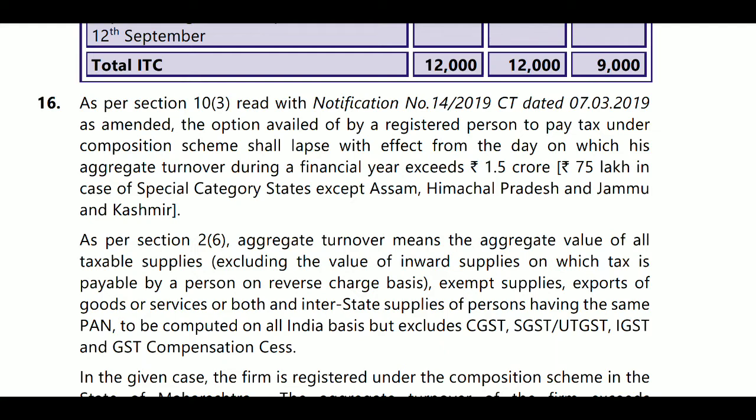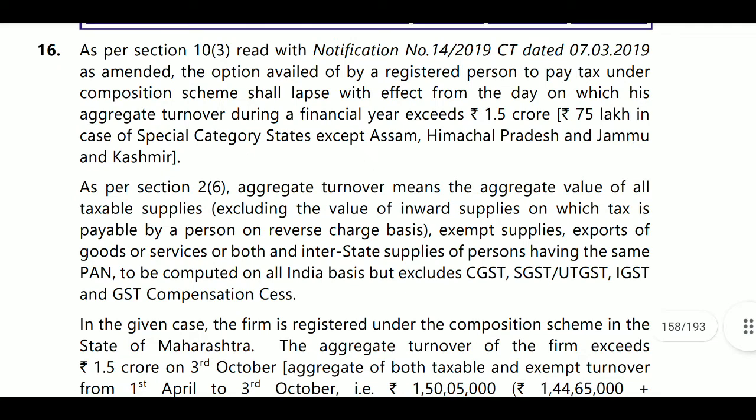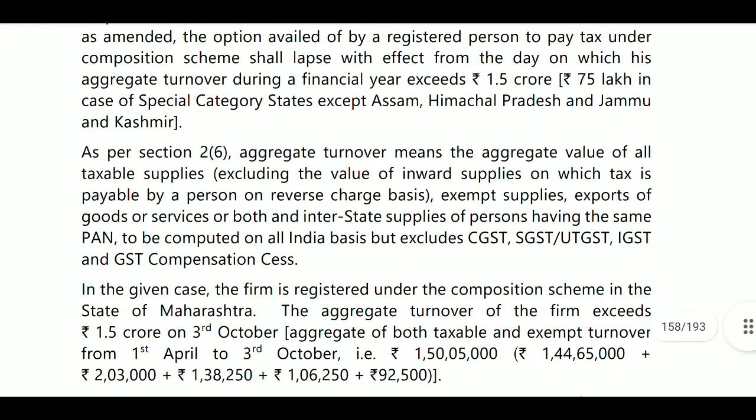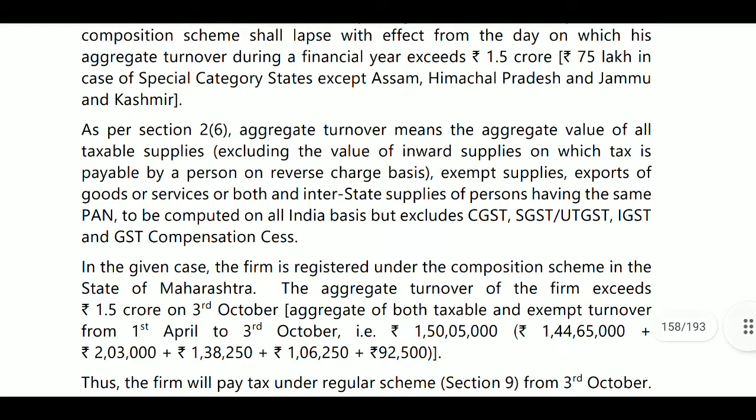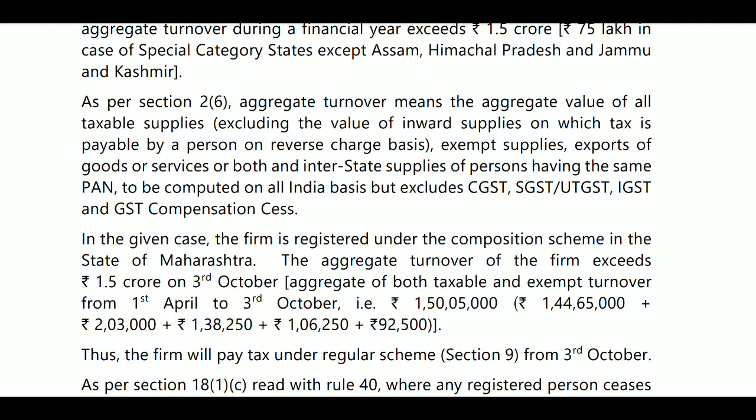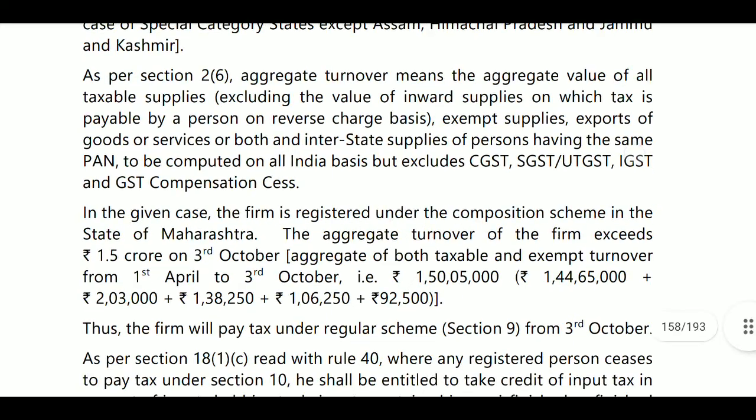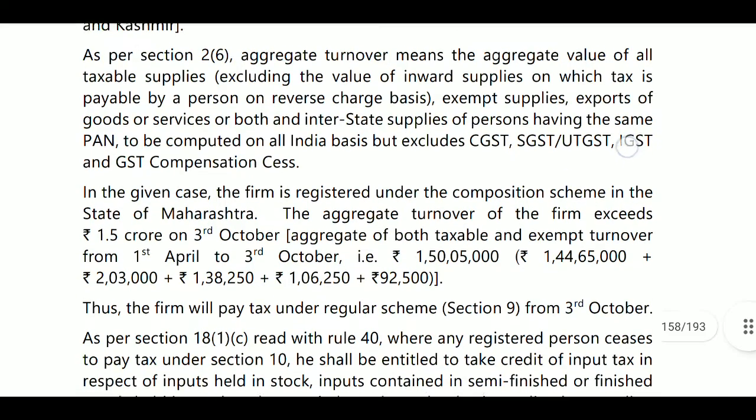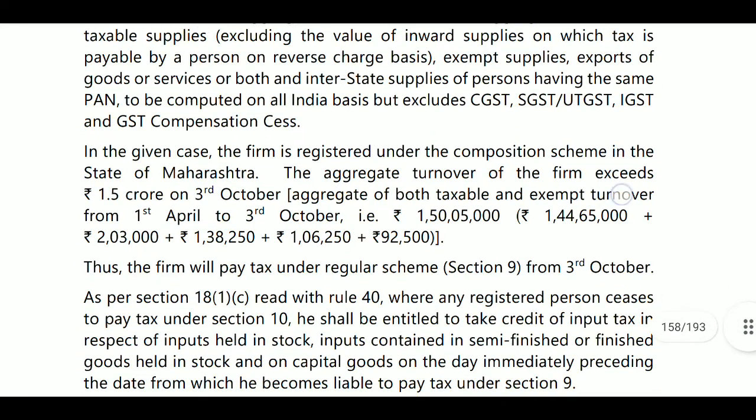Next, as per section 2(6), what is meant by aggregate turnover here? Aggregate turnover means the aggregate value of all taxable supplies, but excluding supplies on which tax is payable by a person on reverse charge basis, and adding exempted supplies, and adding export of goods or services or both, and adding interstate supplies of persons having the same PAN, to be computed all India, but excluding the tax component, that is CGST, SGST, UGST, IGST and compensation cess.